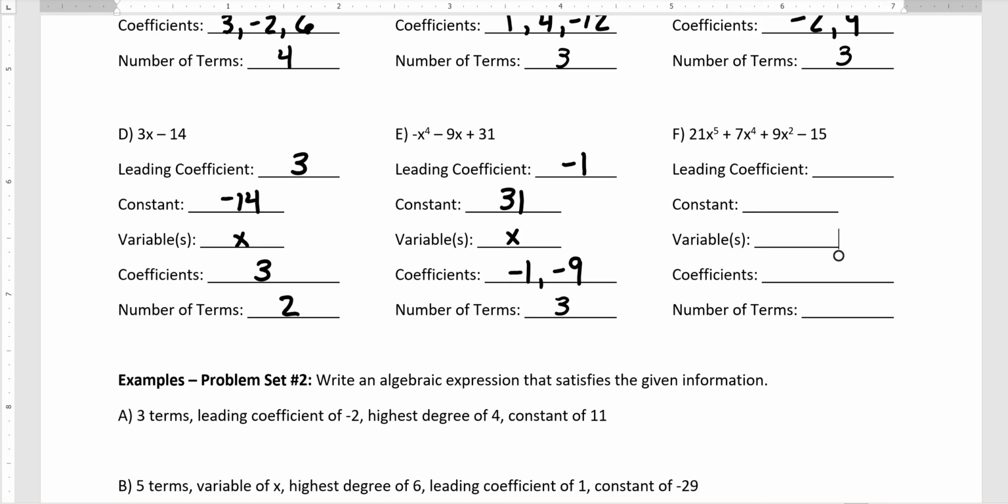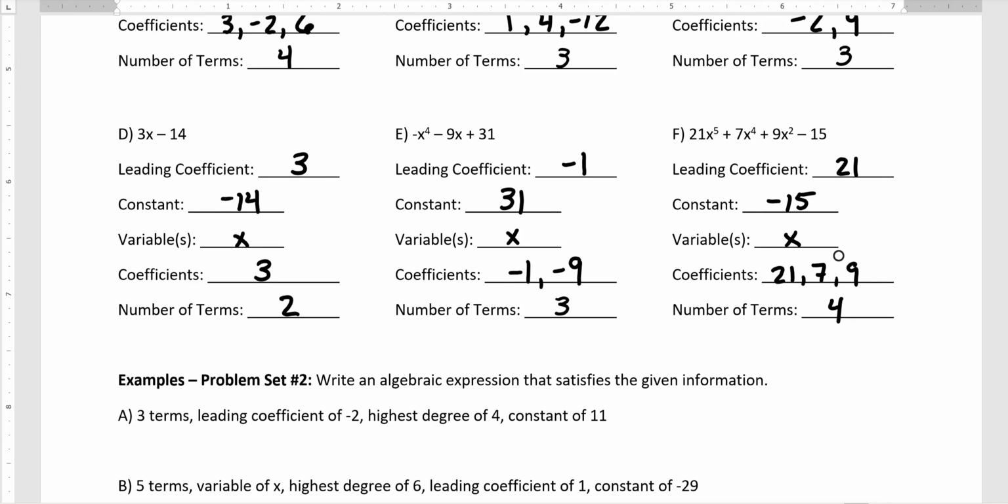Now looking at letter F, my leading coefficient here, let's see, we have x to the 5th, that's our degree with the highest term. So 21, or a term with the highest degree, sorry. Our constant here would be negative 15. The variable we're dealing with is x. Coefficients, we got 21, we got 7, and we got 9. And this one has 4 terms.